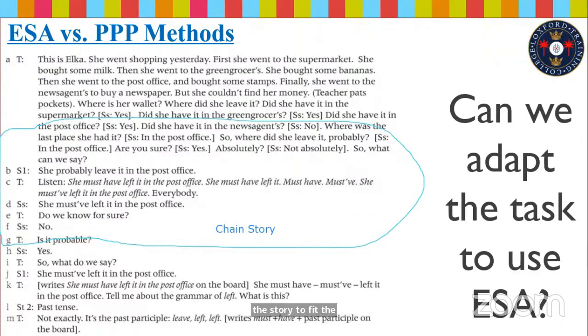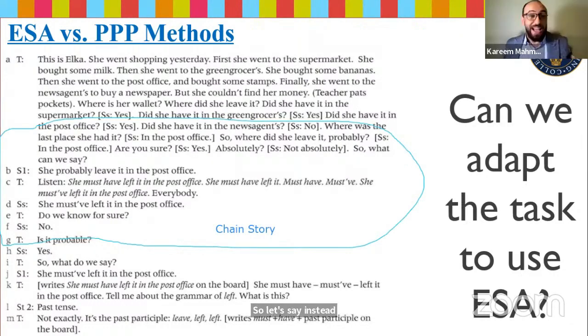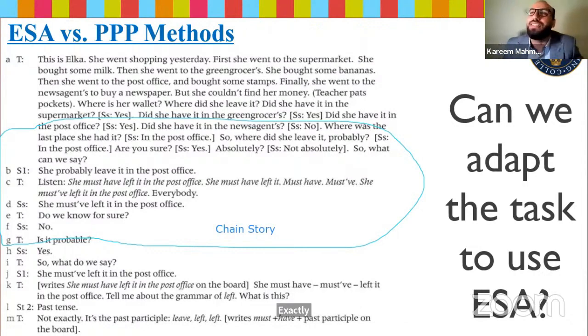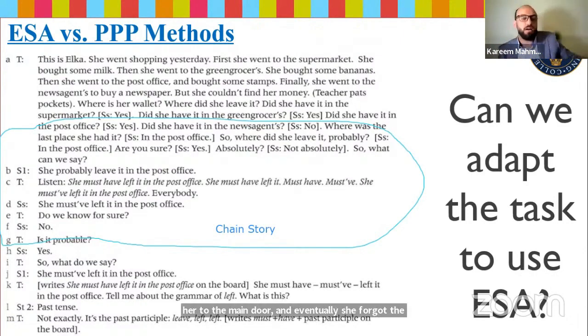So the picture should fit the culture. Instead of saying this is Elka, she went shopping in, for example, Madrid, I say, for example, this is Hassan, she went to school yesterday near our neighborhood. During that time, her mother dropped her at the main door, and eventually she forgot the wallet in the car. So what happened, and I can tell the story, is that the headmaster called the mother, she came back, and all that.